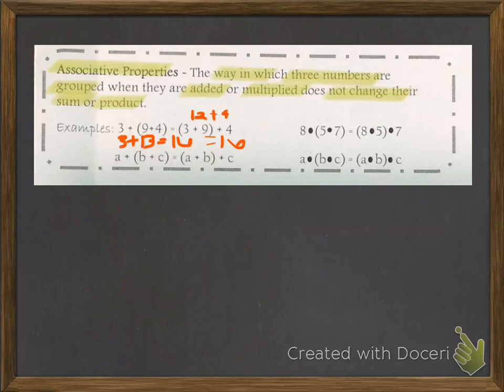And then the associative property for multiplication. That means we have 8 times, and then the parentheses 5 times 7, equals parentheses 8 times 5, times 7. So you see how they're grouped differently. Here 5 and 7 are in parentheses, and here 8 and 5 are in parentheses. So then we have our standard rule that A times in parentheses B times C will equal in parentheses A times B, times C. And this would be our associative property for multiplication.